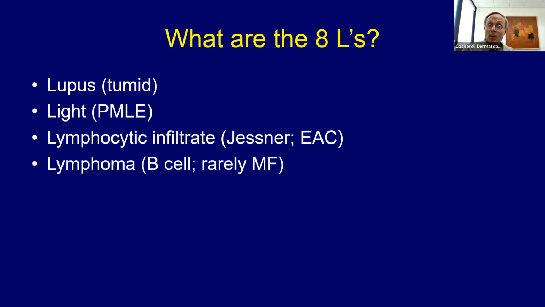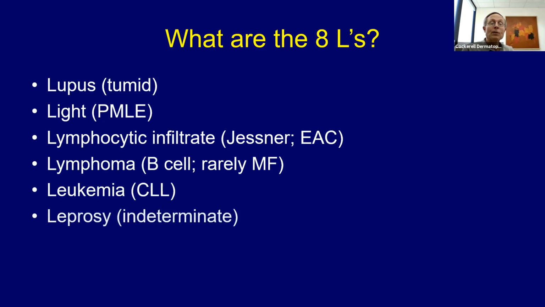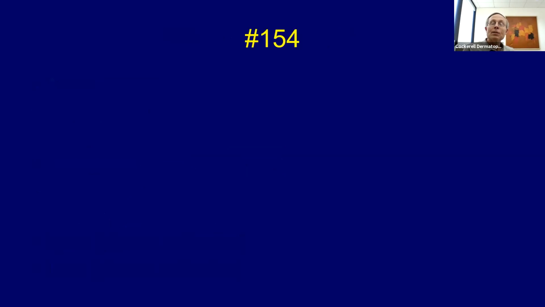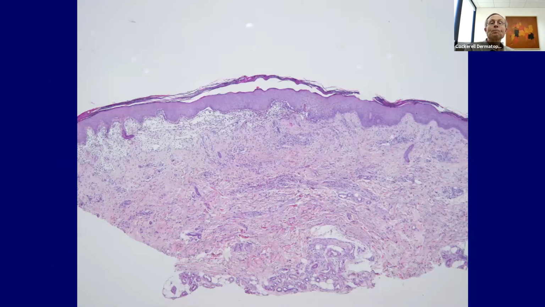Lymphomas, sometimes B-cell lymphoma, and especially cutaneous CLL when it involves the skin, can give you lymphocytic infiltrate. So that's another one that you definitely need to put in there. Indeterminate leprosy, and then Lyme. So think about all of these variations. And of course, Lues can do anything. So those are a little larger differential diagnosis list than just the 5 that you find in most of the general textbooks. Okay.